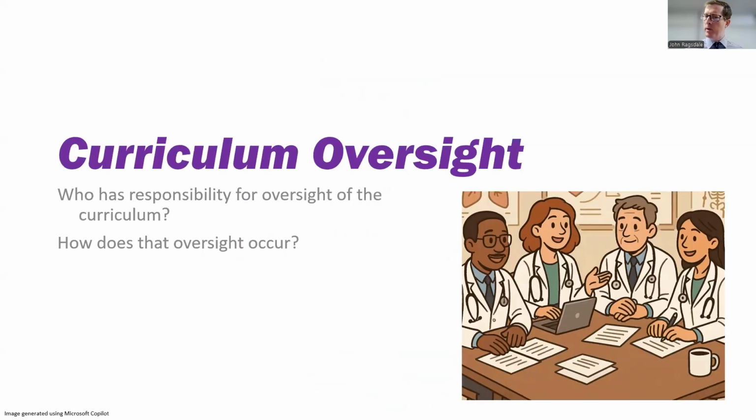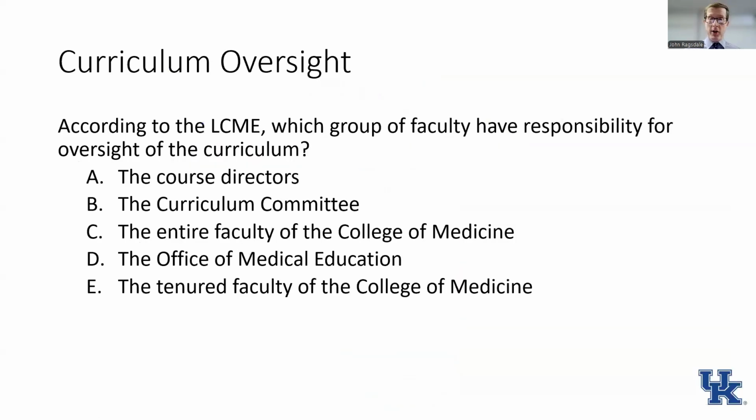So who has responsibility for the oversight of the curriculum? How does that happen? We're going to start off with a question so you can see if you know the answer. According to the LCME, which group of faculty have responsibility for the oversight of the curriculum? Is it A, the course directors, B, the curriculum committee, C, the entire faculty of the College of Medicine, D, the Office of Medical Education, or E, the tenured faculty of the College of Medicine? Which one do you think? It's actually B, the curriculum committee.